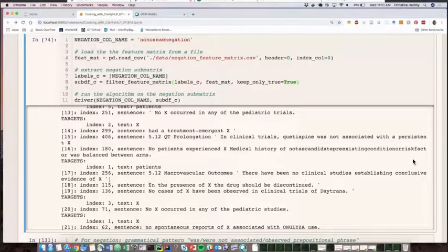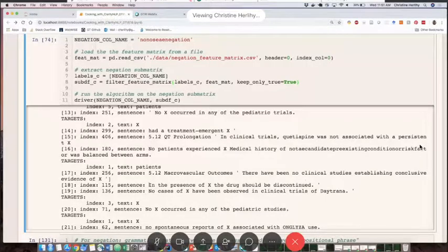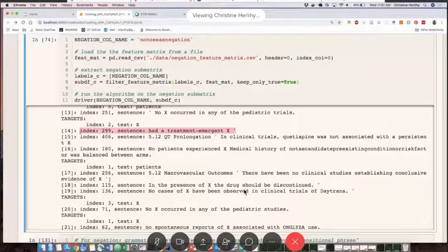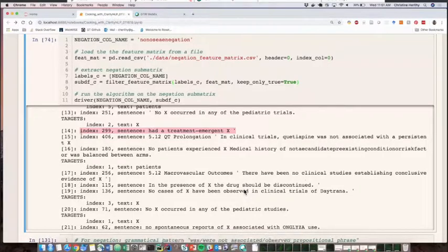So when it says "target," it means it found it. Target is just its term for, here's the term I found. But for example, sentence 14, it's saying, I'm not seeing a target. Right, it didn't find anything for that, so that would be like a 0. It's going back to the classification.